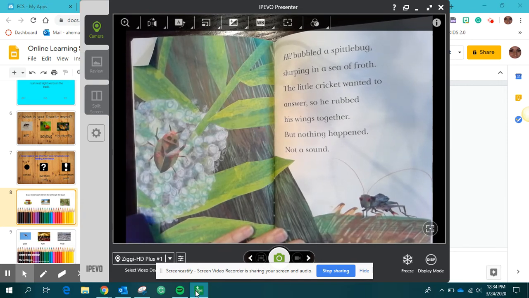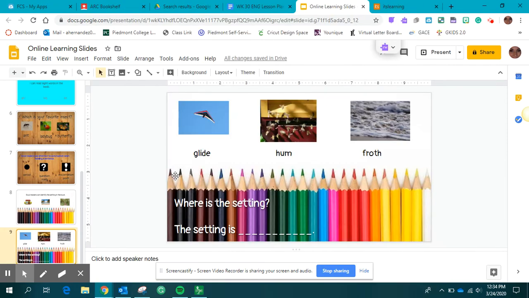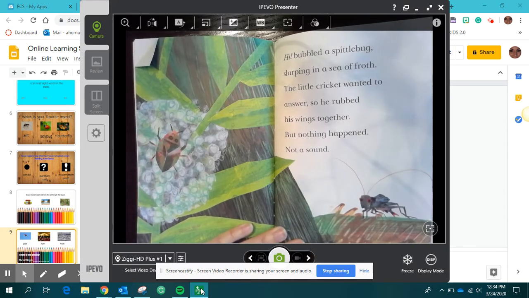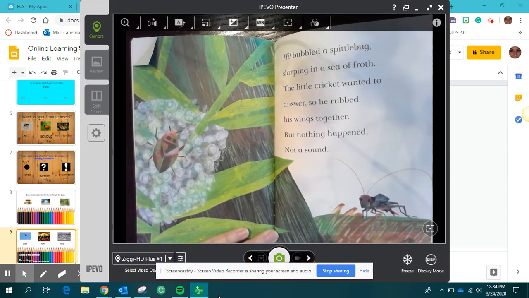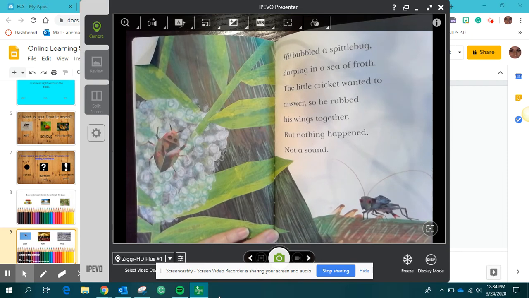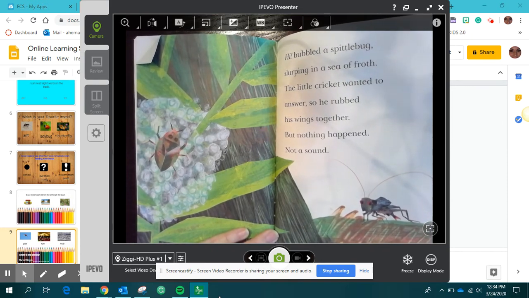All right, where is the setting on that page? I'm going to say the setting is, all right, let's see. I need some evidence. I need to back up my answer. So I think the setting is on a leaf. And how do I know that?